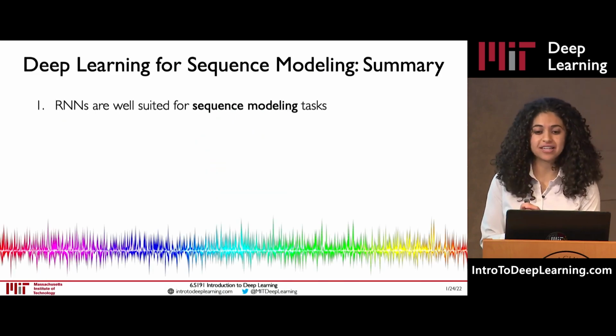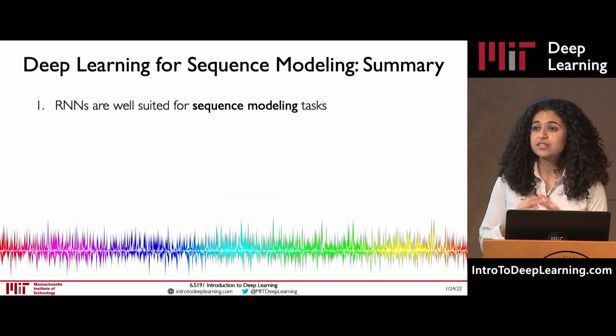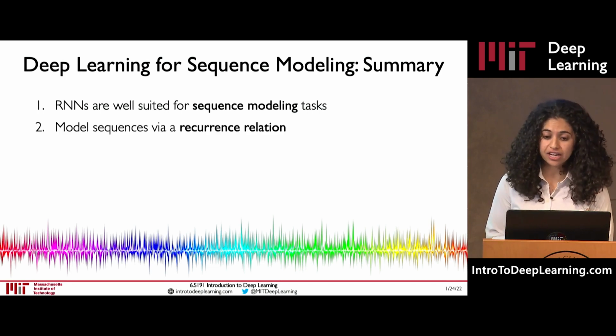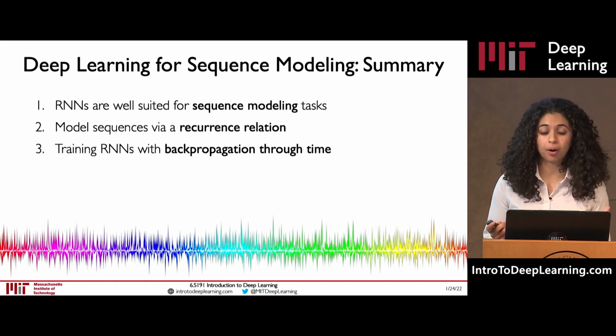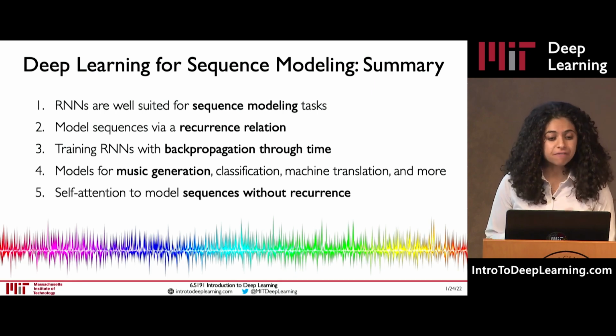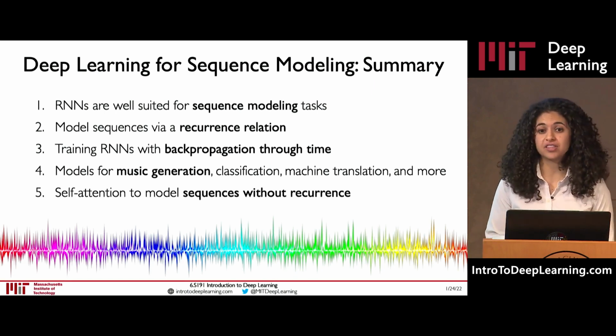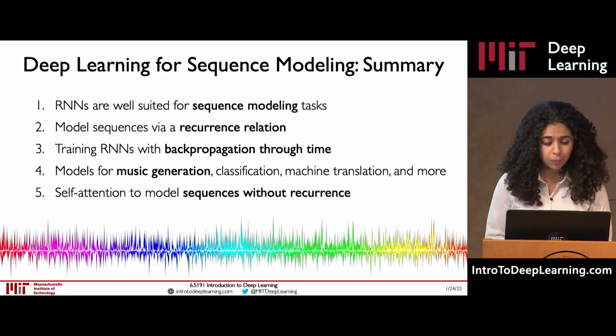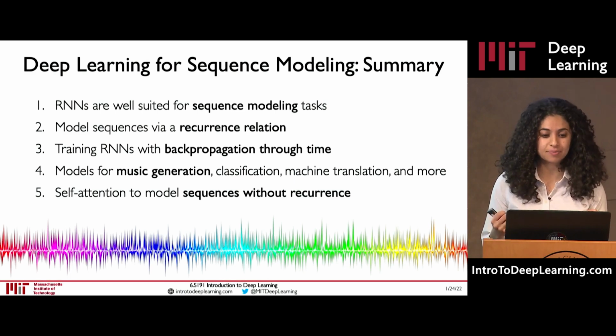Okay, so hopefully you've gotten a sense over this lecture about sequence modeling tasks and why RNNs as an introductory architecture are very powerful for processing sequential data. In that vein, we discussed how we can model sequences using a recurrence relation, how we can train RNNs using backpropagation through time, how we can apply RNNs to different types of tasks, and finally, in this new component of the lecture, how we can move beyond recurrence and recurrent neural networks to build self-attention mechanisms that can effectively model sequences without the need for recurrence.